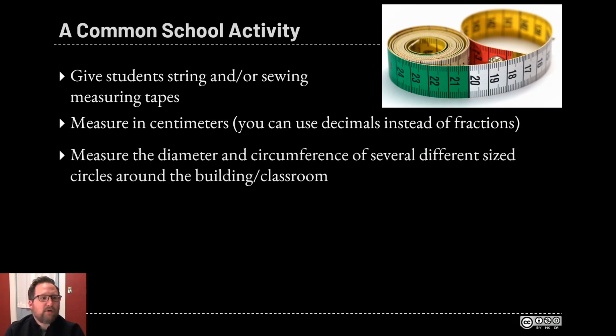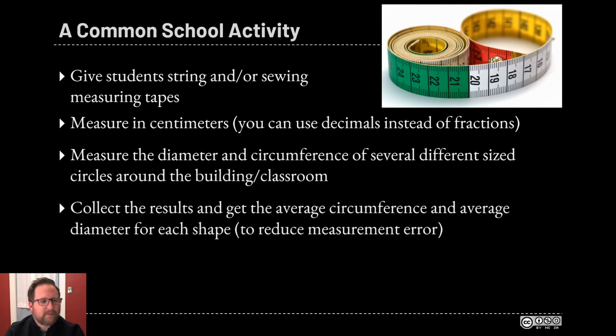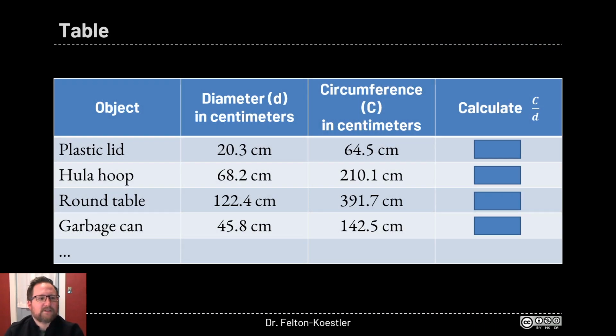And then I was going to have you go around and measure the diameter and circumference of several different size circles around the classroom and around the building. We'd collect the results and we'd take averages of each circumference and averages of each diameter so that we could reduce any measurement errors any particular group made. And then we'd fill these into a table that looks something like this. So these are some hypothetical objects and approximate measurements that they might have.